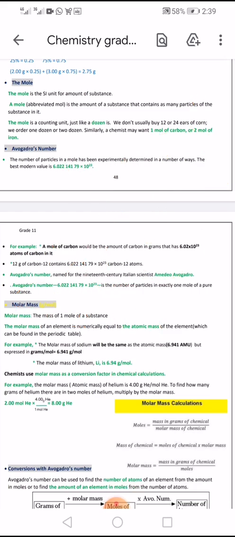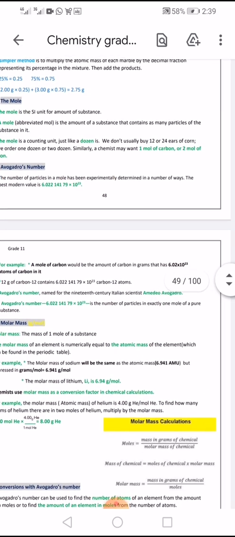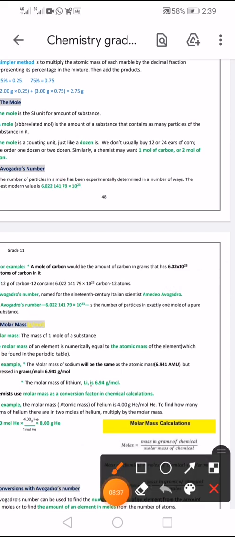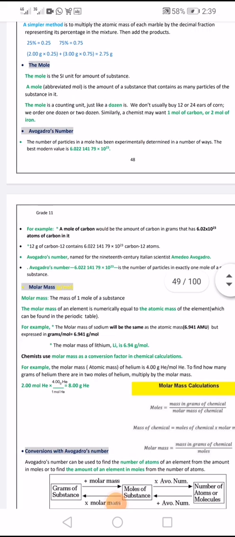How many gram per mole? The mass of 1 mole of a substance. The molar mass of lithium equals 6.94 gram per mole. So we have 6.94 gram per mole. This is called molar mass.